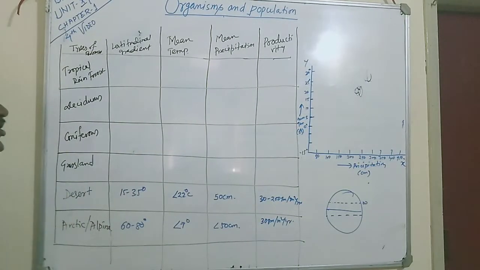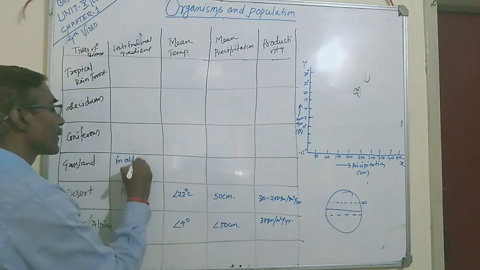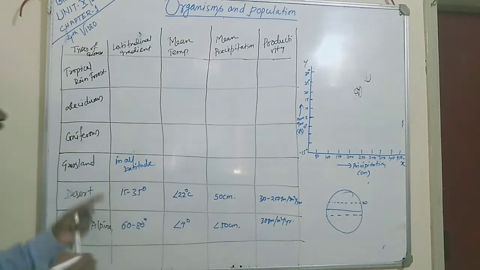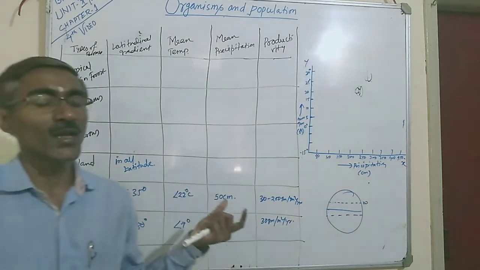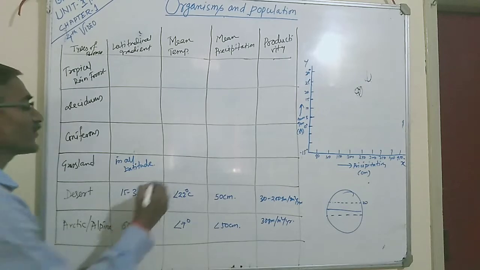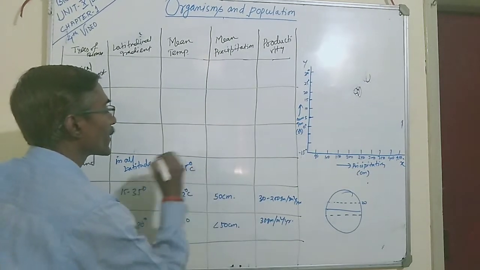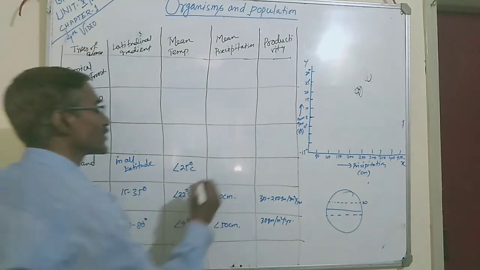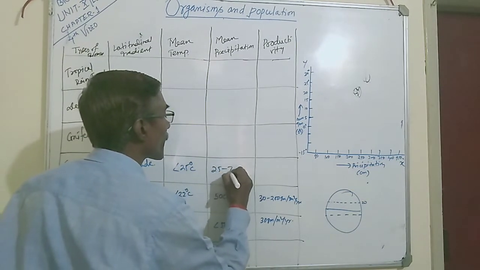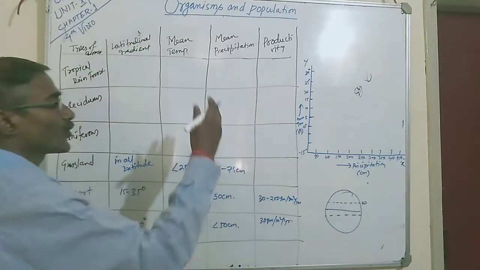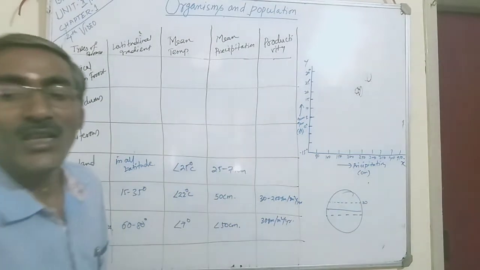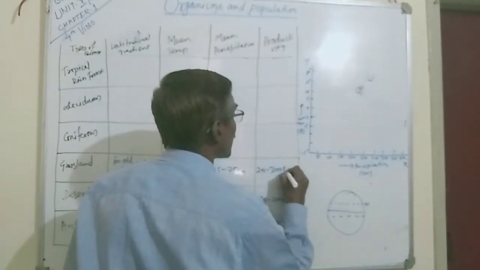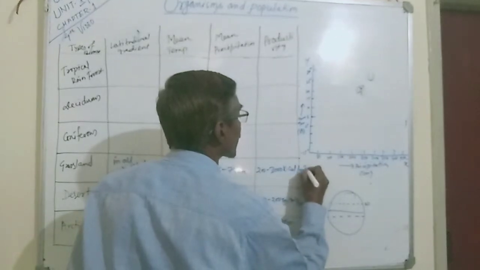Whereas in the grassland ecosystem, grasslands are available in all latitudes. Mean temperature is also less than 25 degrees centigrade. Whenever we talk about rainfall, it is 25 to 75 centimeter. And whenever we talk about productivity, it is 200 to 3000 kilocalorie per meter square per year.